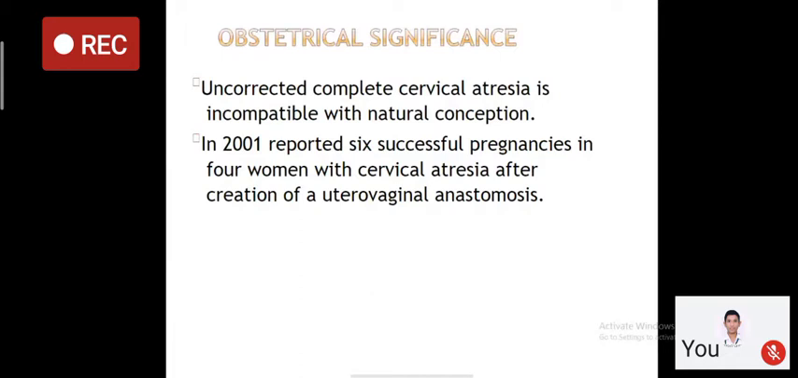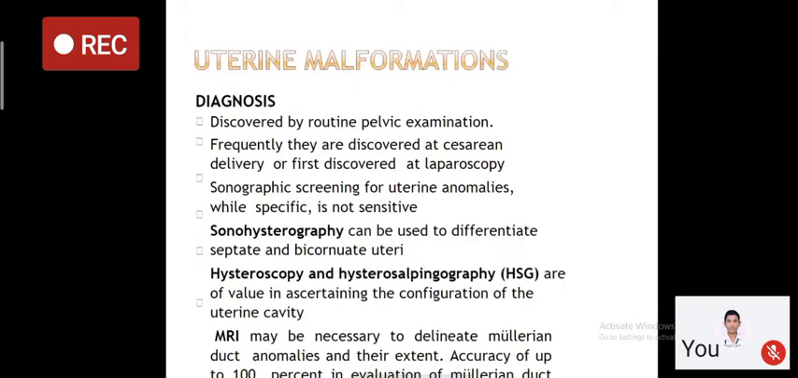Uncorrected complete cervical atresia is incompatible with natural conception. In 2001, 6 successful pregnancies were reported in 4 women with cervical atresia after creation of a uterovaginal anastomosis. Uterine malformation: what is the diagnosis? It is discovered by routine pelvic examination. Frequently, they are discovered at cesarean delivery or first discovered at laparoscopy.